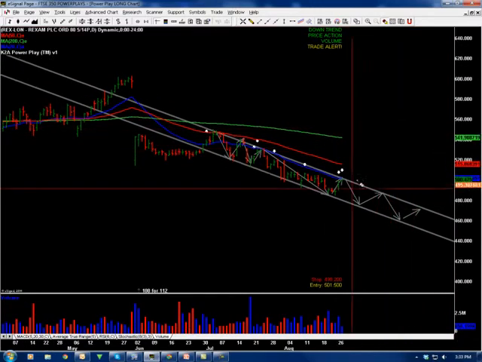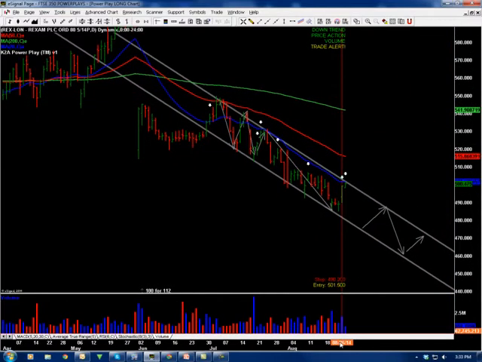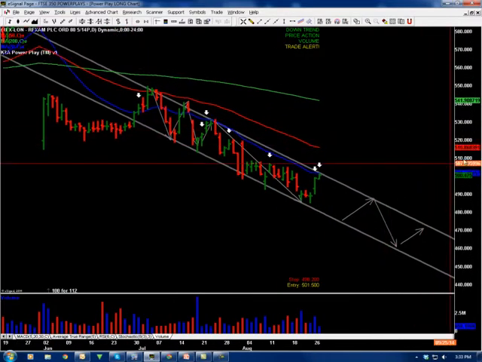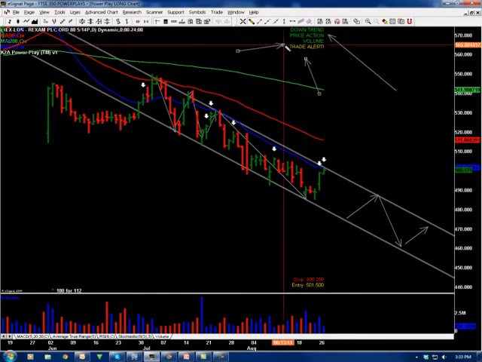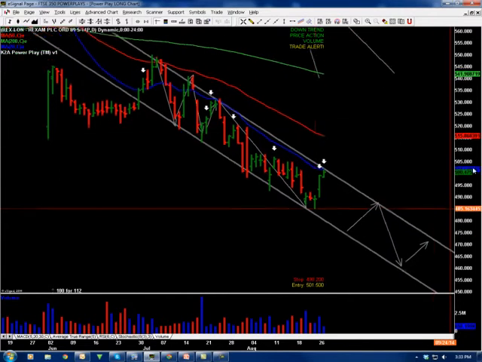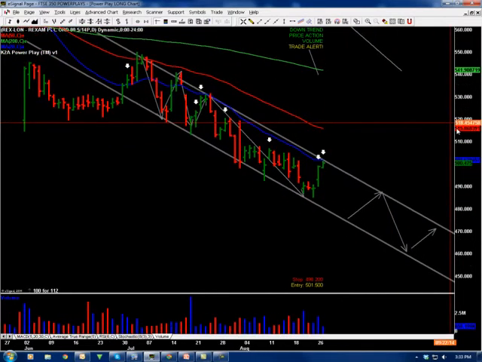So let's just get rid of all this so we can see what's happening. There we go. So that is giving a selling opportunity today. That's why it comes up as a trend alert up here. And it also tells you the parameters. It also tells you the entry and the stop loss.